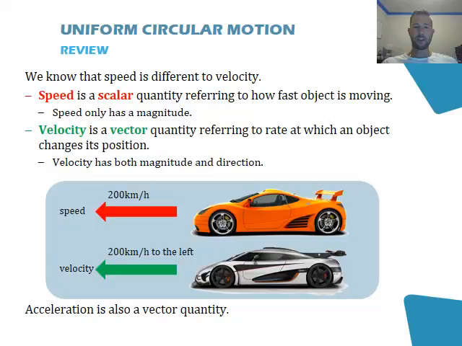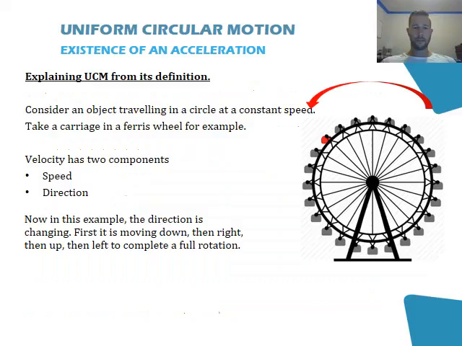So as an introduction to uniform circular motion, it is important to review vectors and scalars. If we remember, a scalar is a quantity that has only magnitude, and a vector is a quantity that has both magnitude and direction. The example on this slide refers to speed. However, acceleration is also a vector quantity, meaning it has a magnitude and a direction.